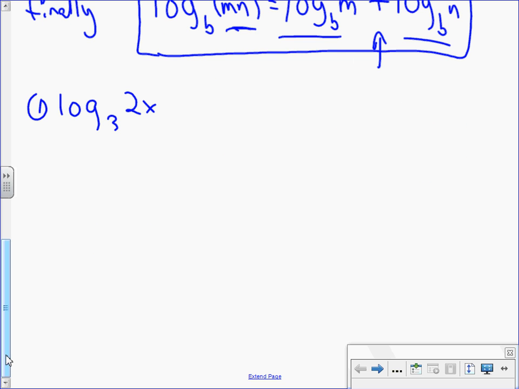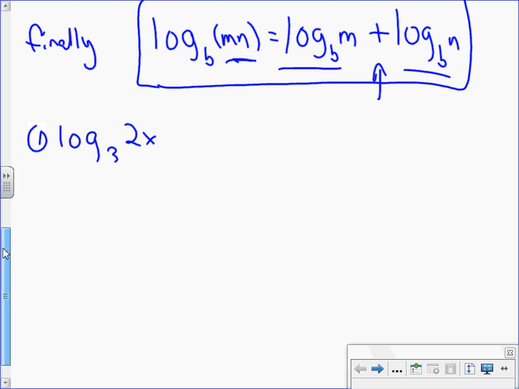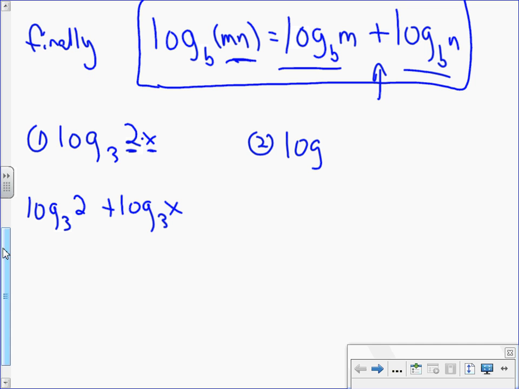Okay. We want to use this property of a log to write this as an addition problem. So the first one would be log base 3 of 2, and we're going to break this up into its two pieces right here. Log base 3 of 2 plus log base 3 of x. You can do this when you're working with variables. You can also do this when you're working with numbers.